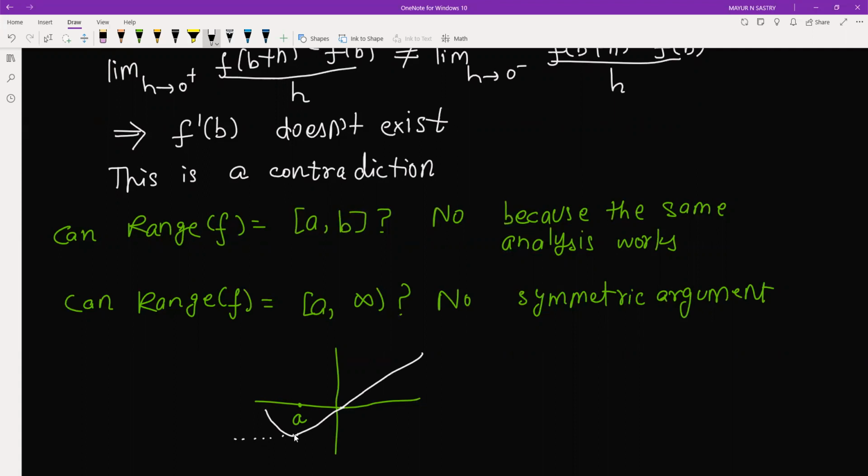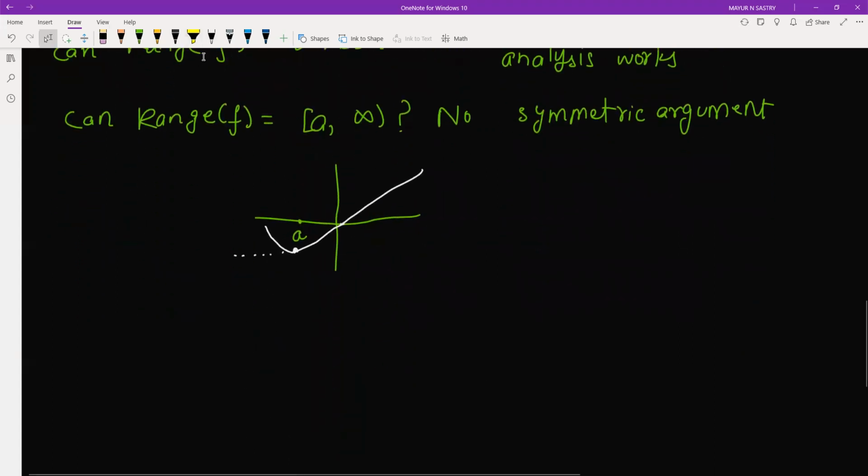But again, you sort of have a corner over here, and here the right derivative is going to be 1 and the left derivative is going to be negative. You can check that out, which will again give us a contradiction. So the exact same kind of argument works. So this indeed shows that the range of f must be equal to R, because we had 4 options and we have eliminated 3 of them.